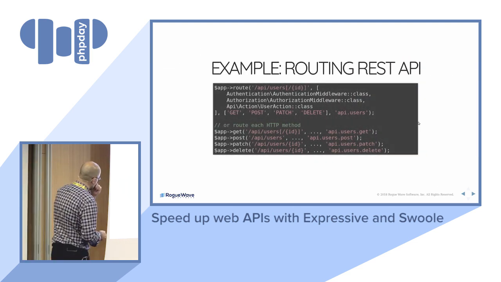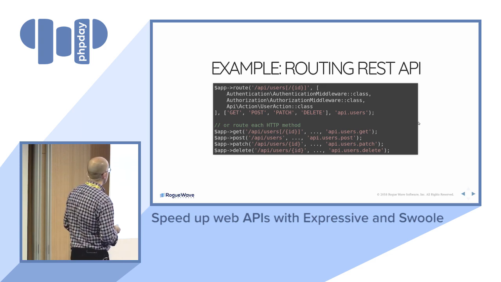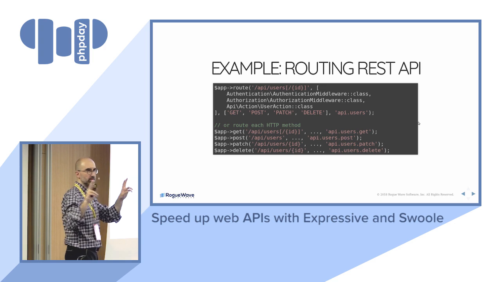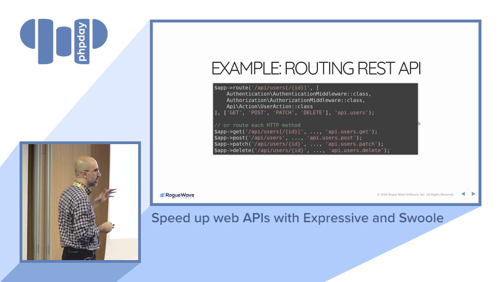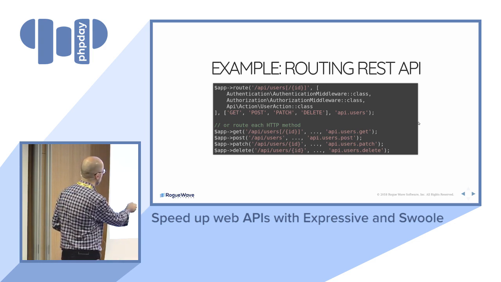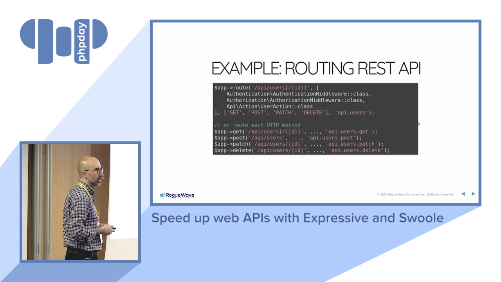Okay, this is just, of course, a brief introduction. I would like to show you some of the features of Expressive, like, for instance, the routing system. So here there is an example of a routing definition. You can think of this as a REST API. So we have /api/users with an optional parameter that is id, the ID of the user.